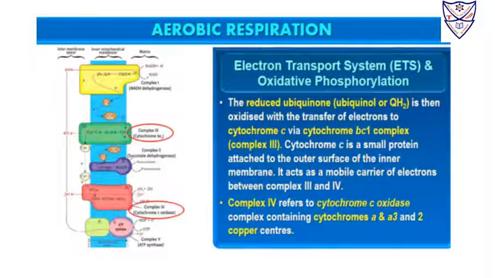The reduced ubiquinone is then oxidized with the transfer of electrons to cytochrome c by the cytochrome bc1 complex, which is complex 3. Cytochrome c is a small protein attached to the outer surface of the inner membrane and it acts as a mobile carrier. This mobile carrier carries the electrons between complex 3 and complex 4. So what is this complex 4? It is basically the cytochrome c oxidase complex, which has cytochrome a and a3 and two copper centers.